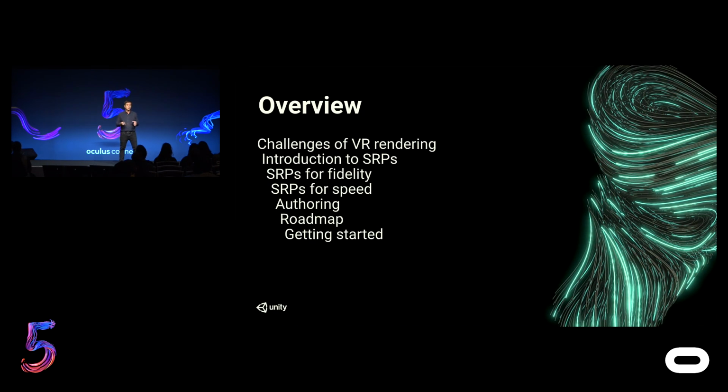So here's our agenda. First, we're going to talk about the challenges of VR rendering and the state of rendering today in Unity and what the foundational issues are that motivated us to create the scriptable render pipeline. Then we're going to provide a brief intro to that and then do a deep dive on the high-def render pipeline for fidelity, like what we did with Book of the Dead, and a lightweight render pipeline for speed on mobile. Then we're going to go through some authoring tools and take you through the product roadmap for the next little while and tell you how to get started with resources. Okay, so let's do it.